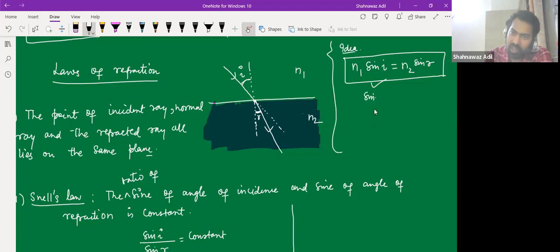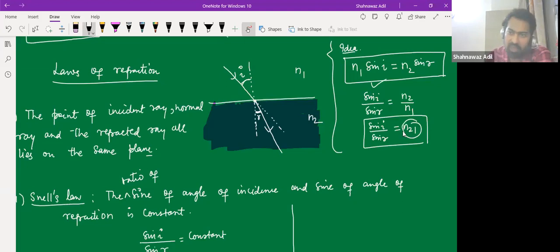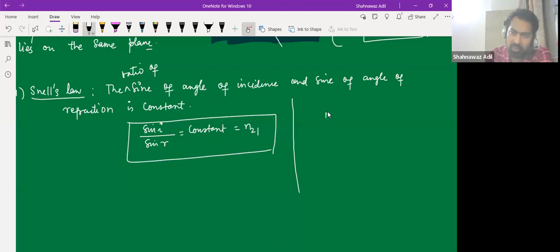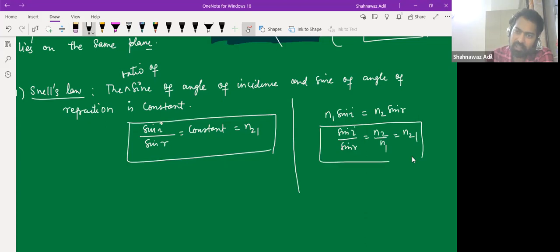So sine i by sine r would be how much? This would be n2 by n1, which is n21. Right, is this clear, everyone? Yes, sir. So this is the constant that I was talking about: the refractive index of the second medium with respect to the first. Right, so this constant is n21. Remembering from here would be troublesome, but if we remember that n1 sine i equals n2 sine r, then we can write sine i by sine r equal to n2 by n1.